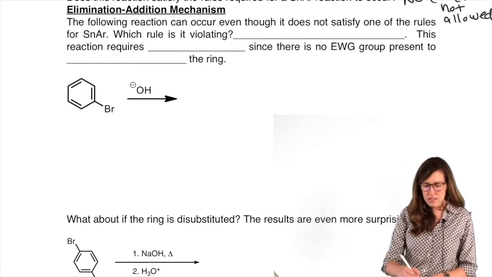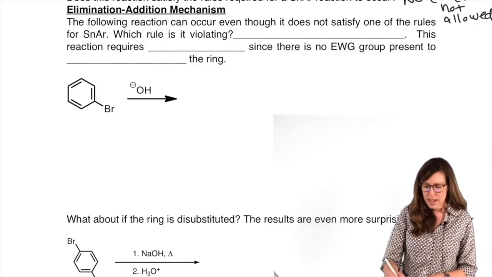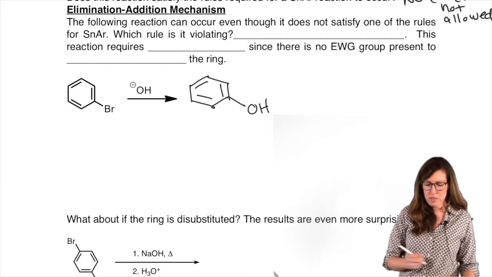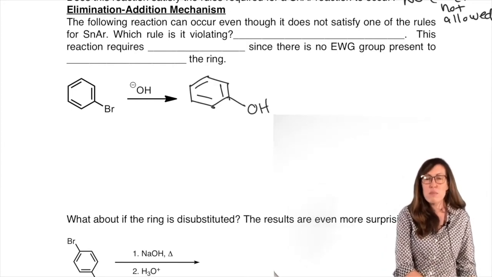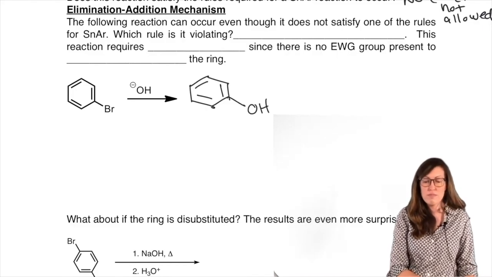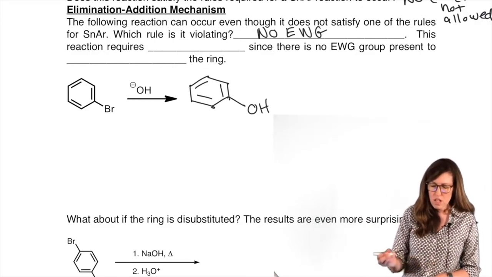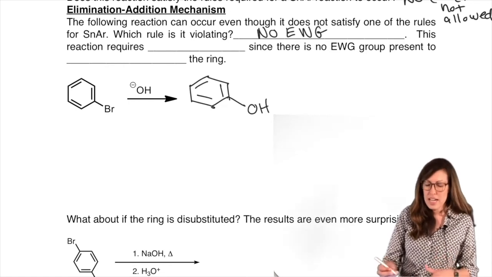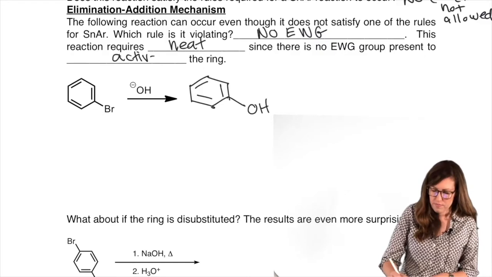We can get bromobenzene to react with a nucleophile and be replaced. The leaving group gets replaced. But, I mean, this is not at all what we've been saying. There's no electron withdrawing group, let alone one ortho-para to the ring. So it only actually satisfies one rule. It has a leaving group. That only really works if you see really high heat. And that will activate the ring.